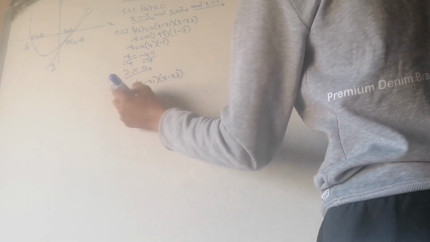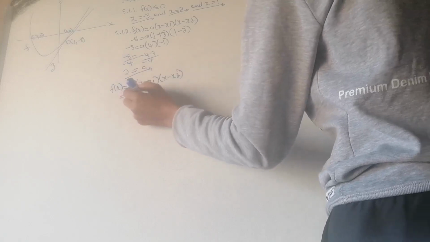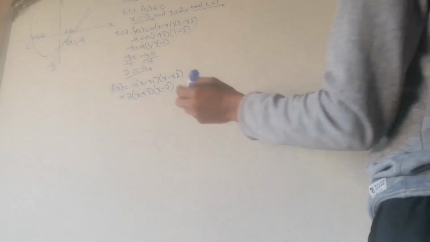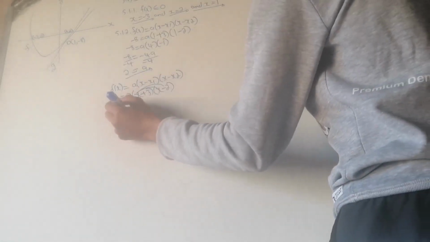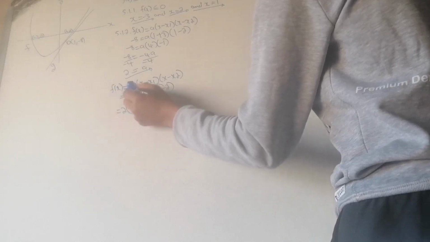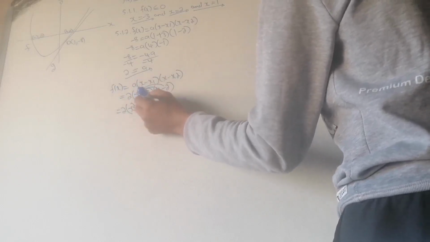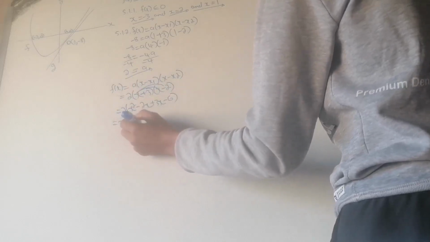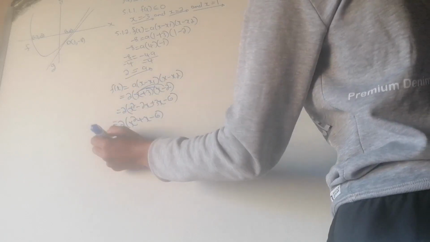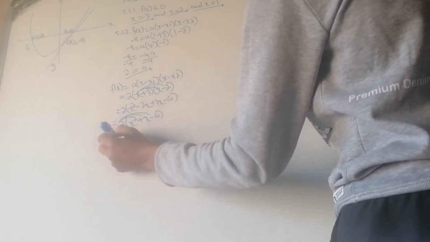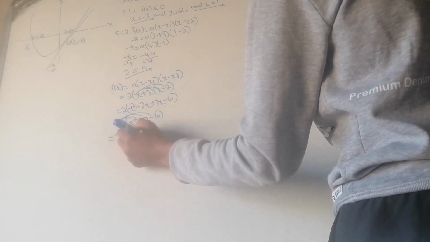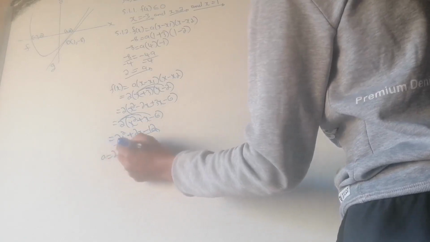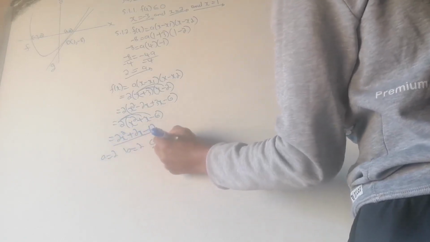Substitute the value of a, then substitute the value of x1, which is -3, and the value of x2. You remove the brackets by multiplication. x squared minus 2x plus 3x minus 6. x squared plus x minus 6. 2x squared plus 2x minus 12. So a equals 2, b equals 2, c equals -12.